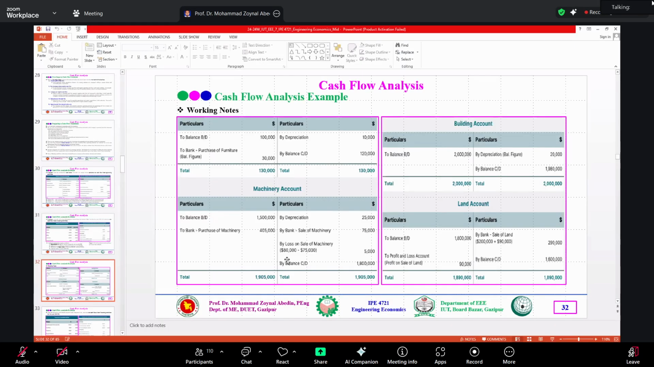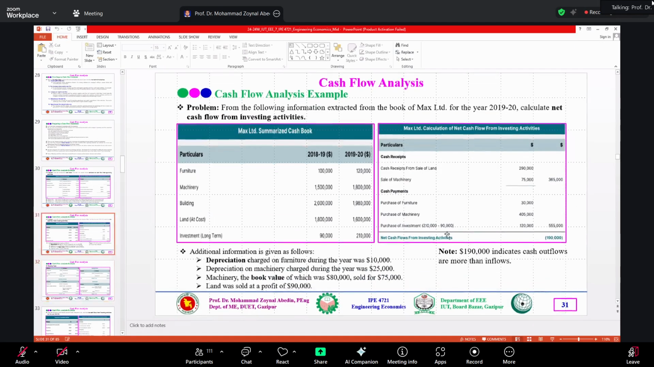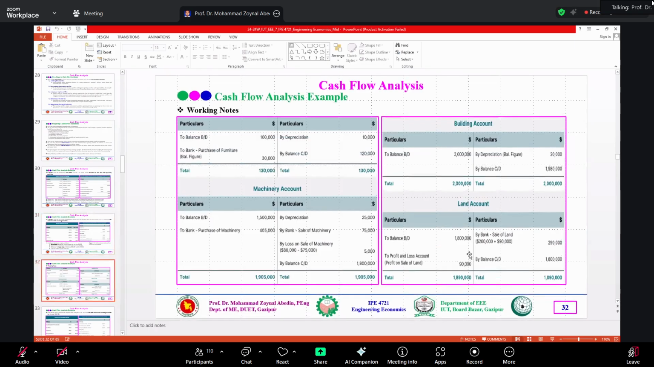And what is the loss? 80,000 minus 75,000 is 5,000. And then this total value is 1,905. You have to put it here and then subtract from here to here, and then you will get the 405 machinery. So this machinery value you have to put here. 405 is here. First one is the furniture 30. Second one is the machinery 405. Okay. And this is for the building. This is for the land.